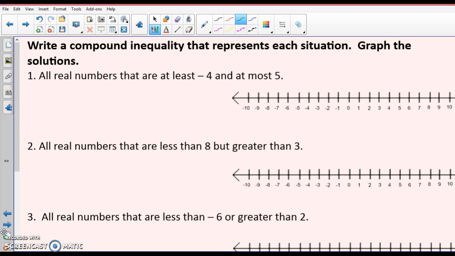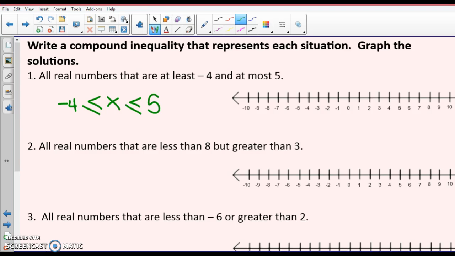Write a compound inequality that represents each situation. Then graph all the solutions. All real numbers that are at least -4. Does that mean greater than or equal to -4? And at most 5. So X is at least -4, greater than or equal to -4, and at most, less than or equal to 5. Write it that way.